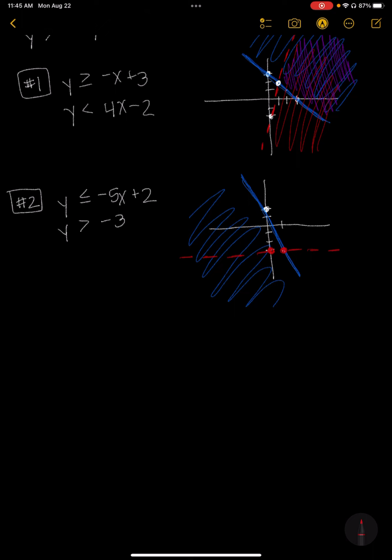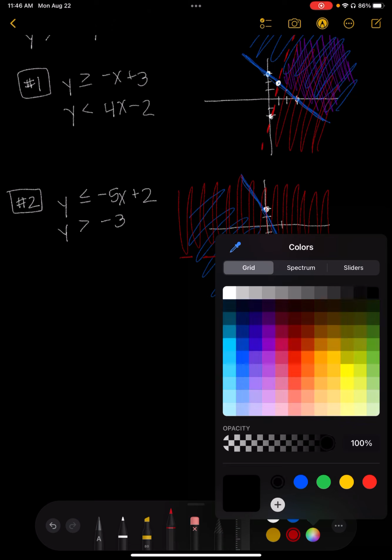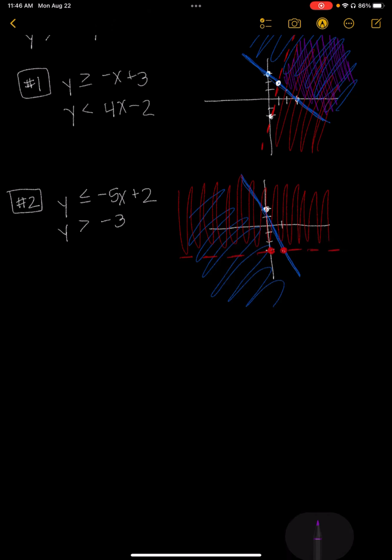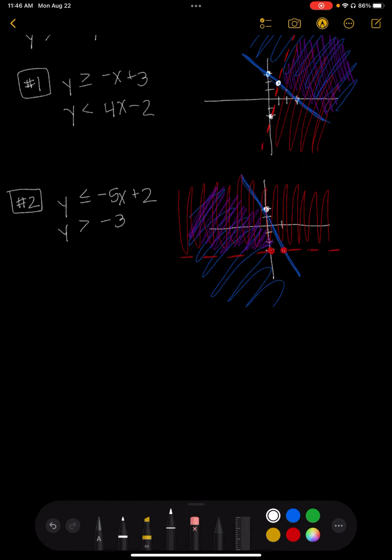And it's greater than, which means we shade above that line. All right, so like the last time, let's get that purple out. And we're going to look for where it's doubly shaded, which happens to be right here. And that's our solution set. All right, now let's look at another example.